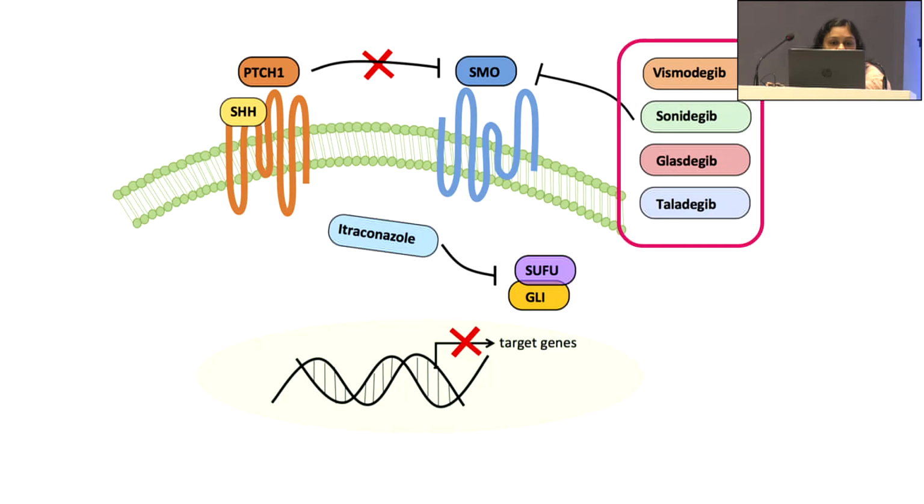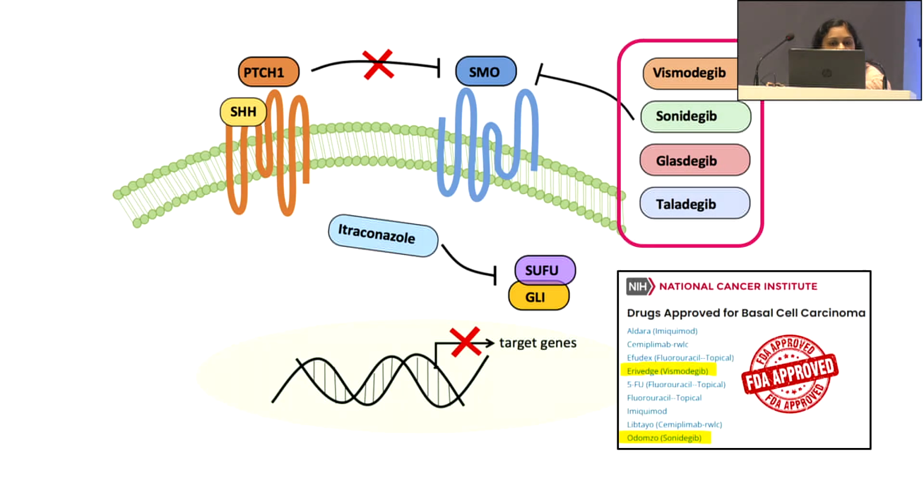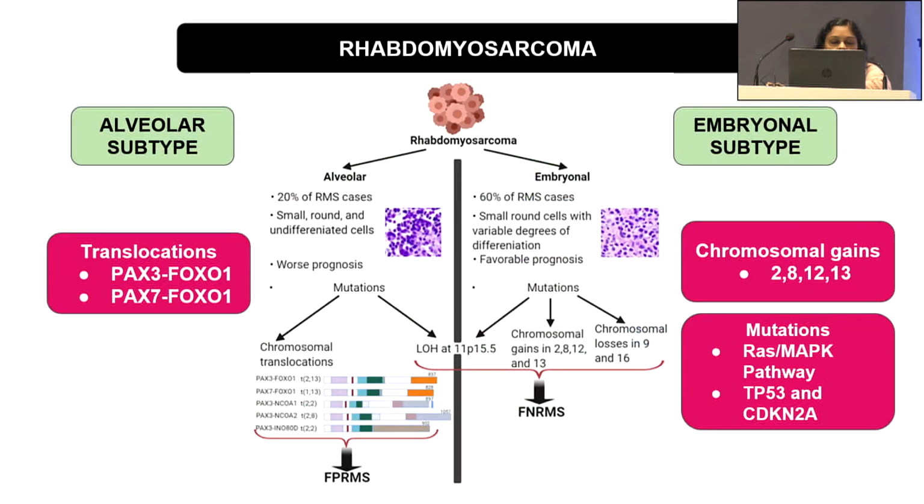And thanks to the molecular research, we do have now inhibitors against the SHH pathway too, among which vismodegib and sonidegib have been approved by the FDA for locally advanced or metastatic basal cell carcinoma. Now the time is already up. For rhabdomyosarcoma, we know broadly there are 2 types. The alveolar type is associated with fusion positivity, mainly involving translocation between PAX3 or PAX7 with the FOXO gene, and the embryonal subtype involves chromosomal gains or losses or mutations in the MAP kinase or TP53 pathway.